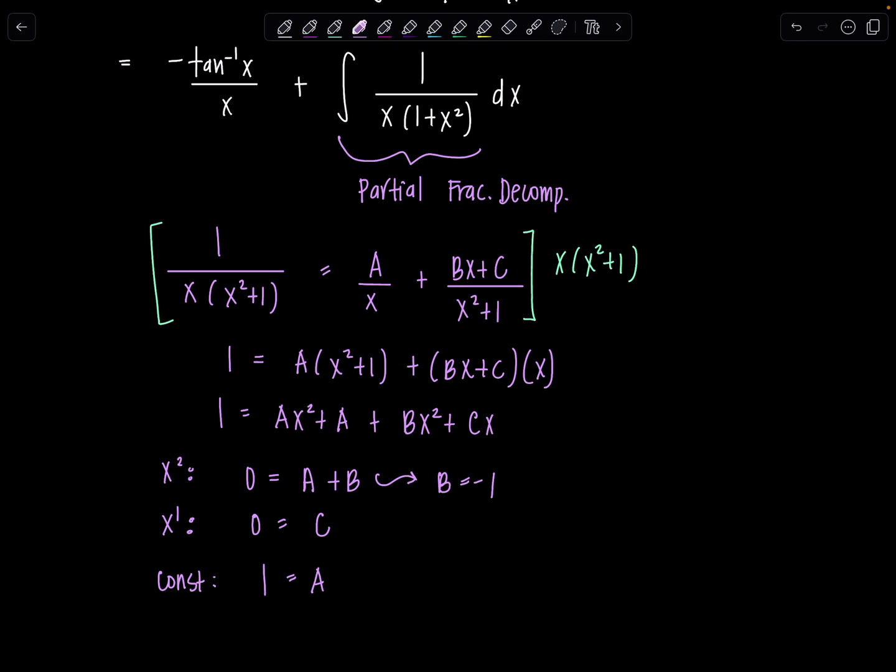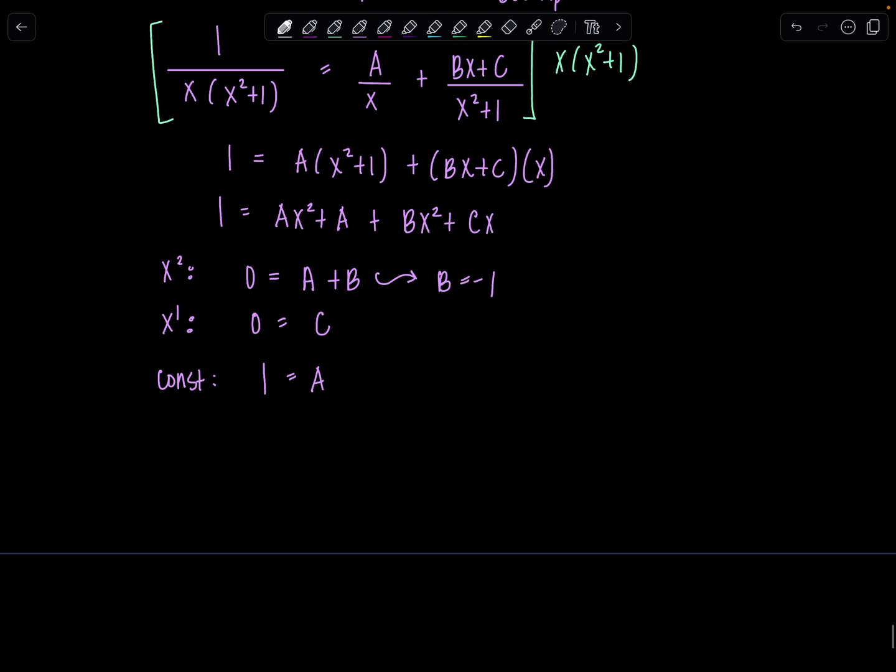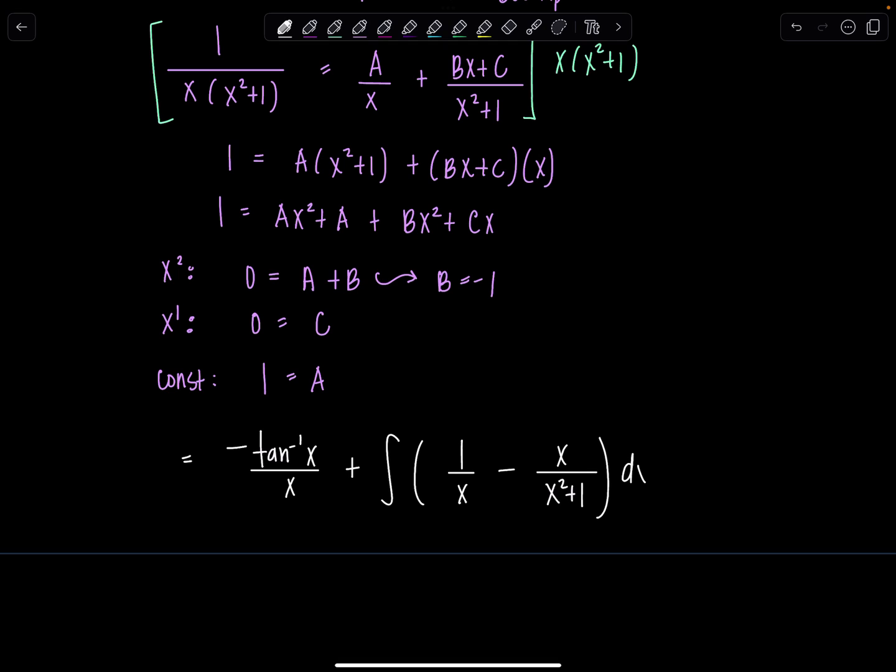Beautiful. So now let's go back. I can rewrite the integrand using this decomposition, and don't forget about this little negative tan inverse of x over x in the front. So negative tan inverse of x over x plus the integral. A was 1, so we've got 1 over x. And then b was -1, so I'm just going to write minus x over x squared plus 1 dx. C was 0, so nothing to worry about there.